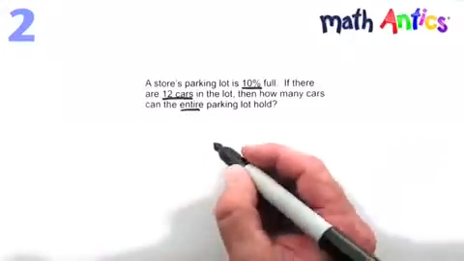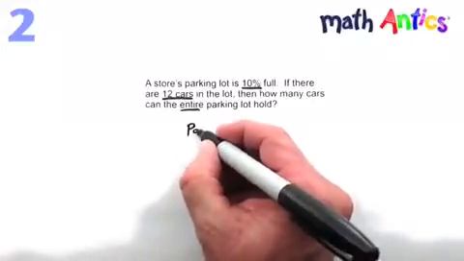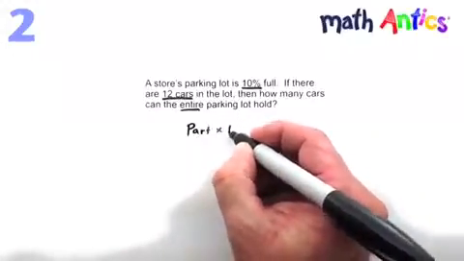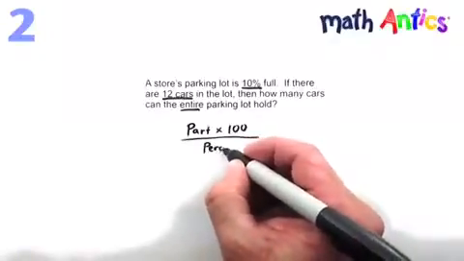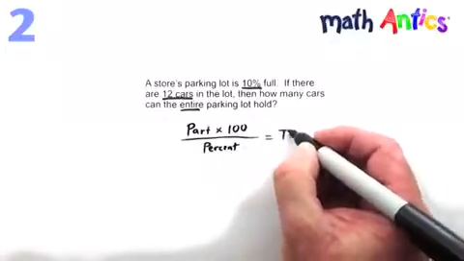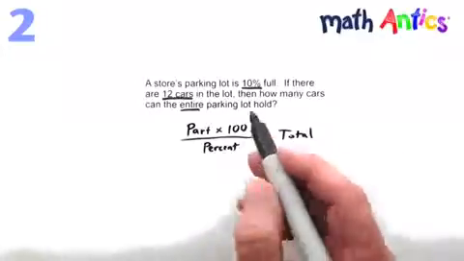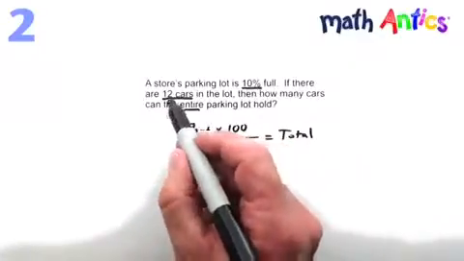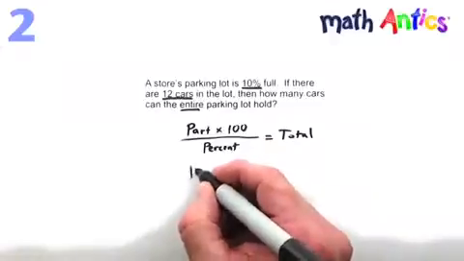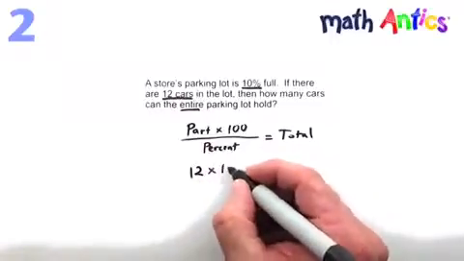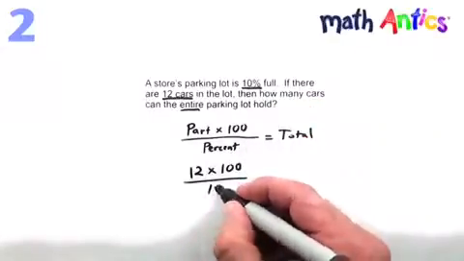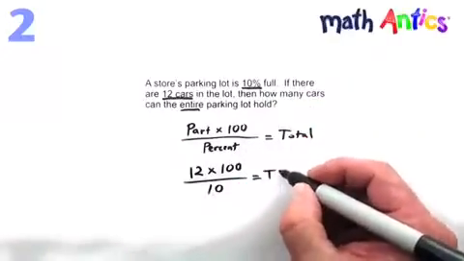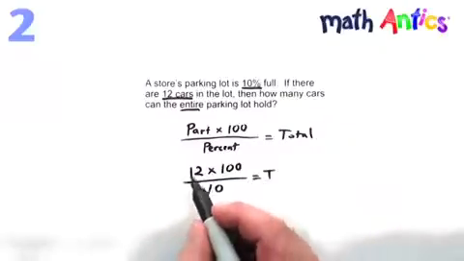Okay, so we just use our formula that we learned in the video, which is we take the part and we multiply that by 100, and then if we divide that by the percent, we'll get the total. That's what we're looking for. So let's just fill those values in. Take the 12 cars for the part, 12 on top, times 100, and then we'll divide that by the percent, which is only 10. Not very full. That's going to give us our total, T for total. So let's work that out.